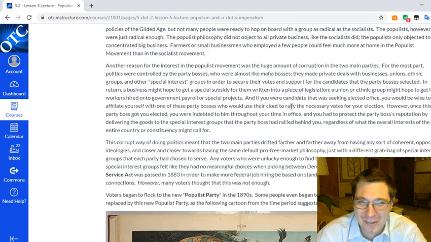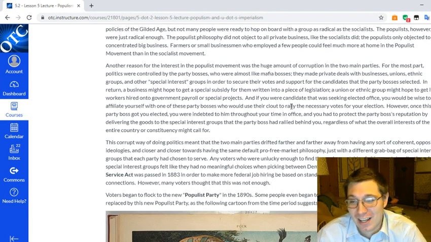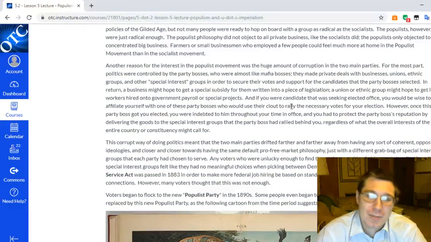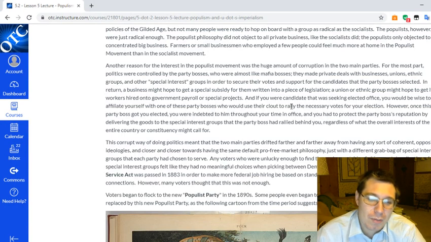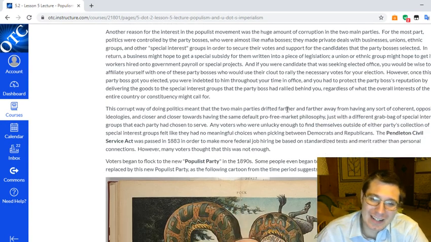But people were already complaining about this back in the Gilded Age in the late 1800s. The Pendleton Civil Service Act was passed in 1883 in order to make more federal job hiring be based on standardized tests and merit rather than personal connections. However, many voters thought that this was not enough to address corruption. So voters began to flock to the new Populist Party in the 1890s.